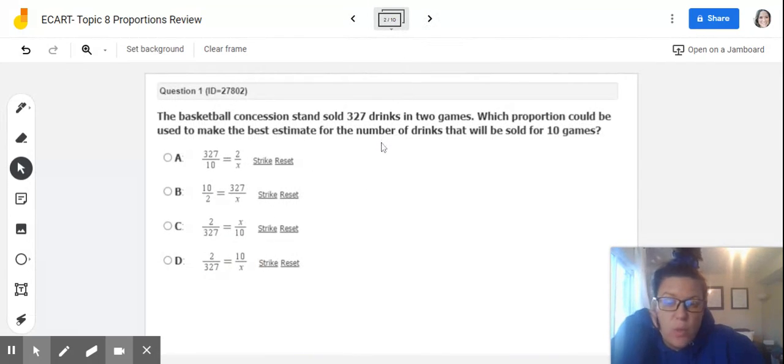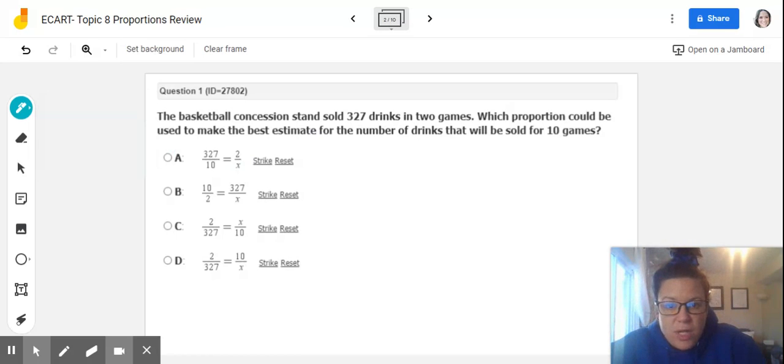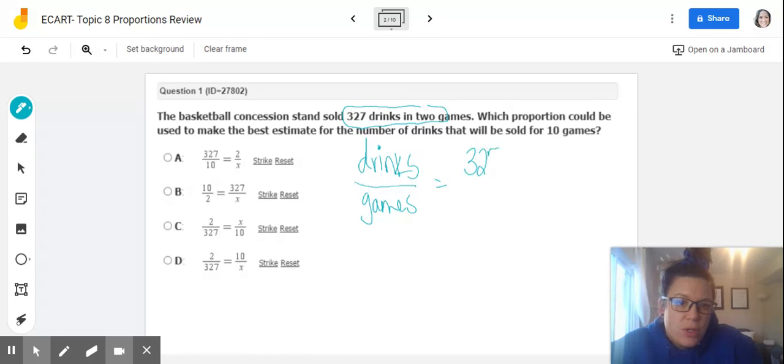Okay, so this was question 1. The basketball concession stand sold 327 drinks in 2 games. So which proportion could be used to make the best estimate for the number of drinks that will be sold for 10 games? So I like to set mine up first myself. So remember the word ratio, drinks to games. And the ratio they gave me in the problem is 327 to 2. So that's my first rate or ratio, 327 drinks for every 2 games.